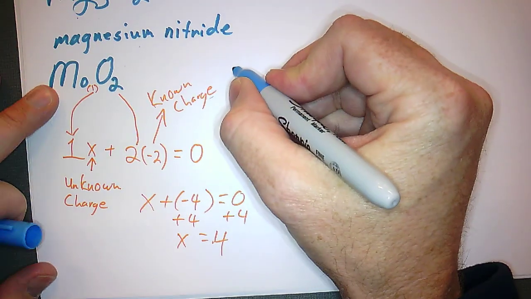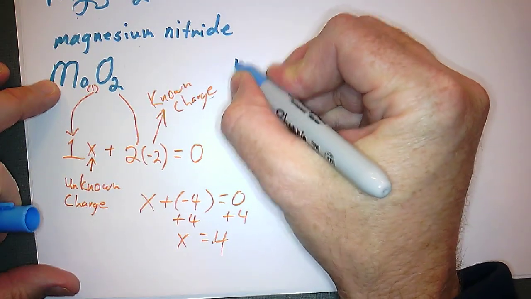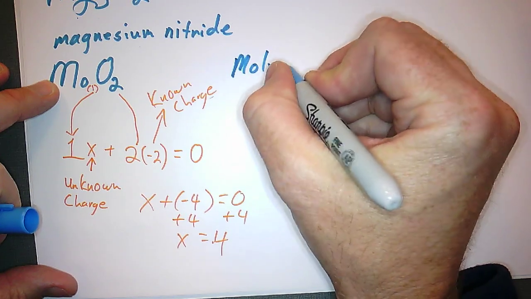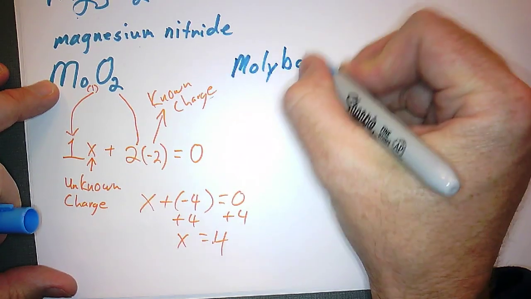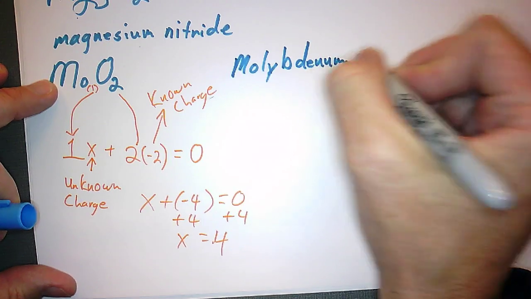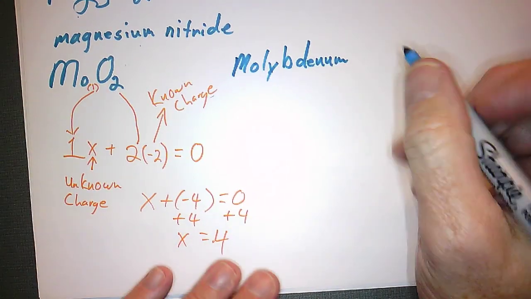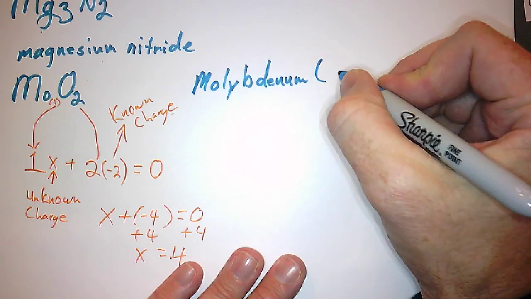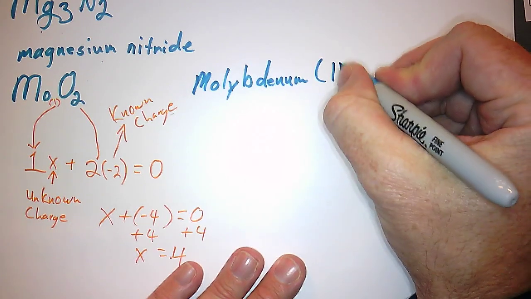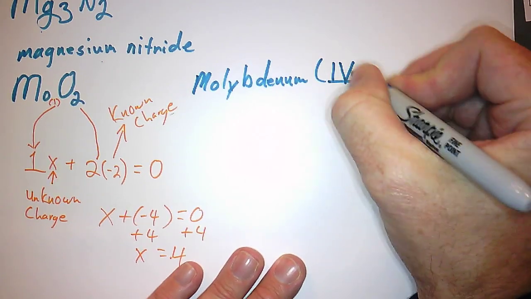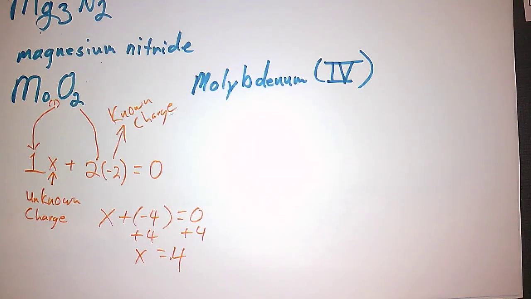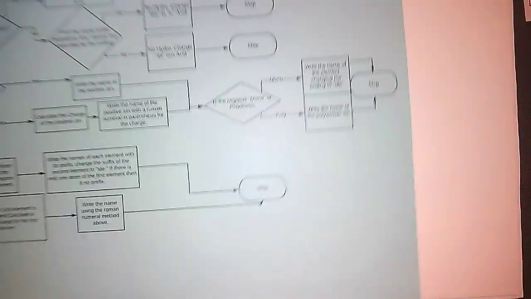IV. So we write Mo. Mo is molybdenum. That's how I remember how to spell it, but you'll be able to look it up. Oh, should be lowercase, my bad. All right, then parentheses, IV. Okay, and then we go on to the second part of our flow chart.